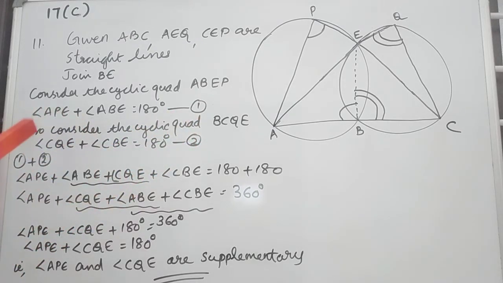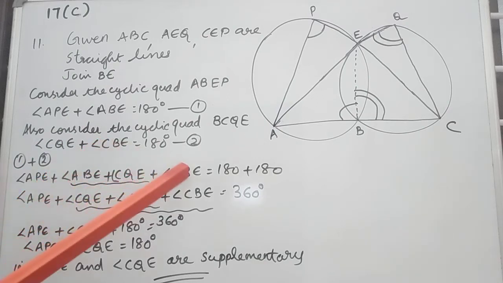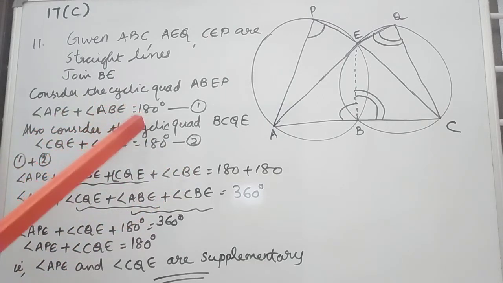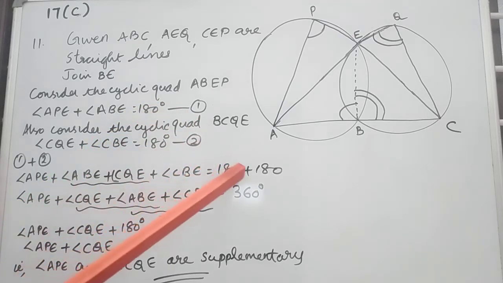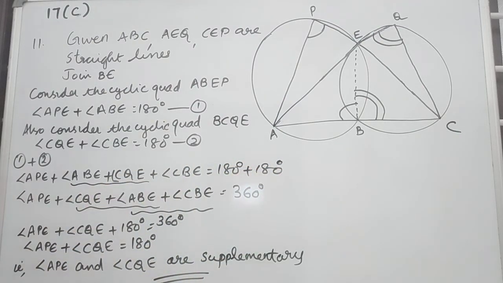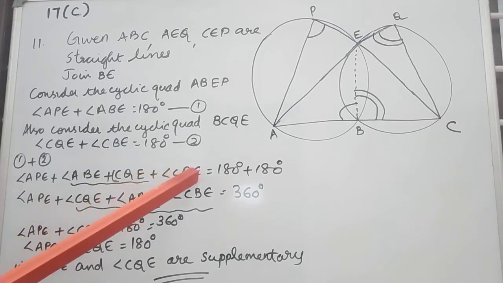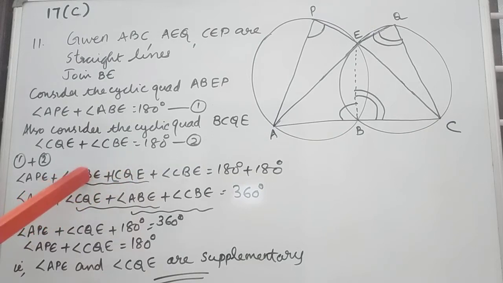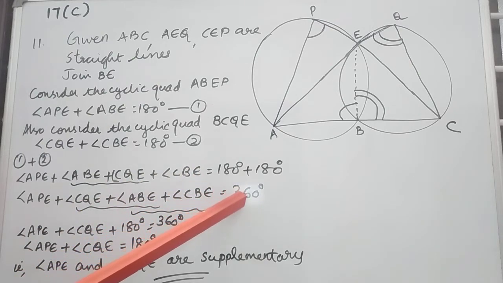Adding 1 and 2, that is APE plus angle ABE plus angle CQE plus angle CBE on the left side is equal to the right side 180 plus 180 degree, so 360 degree. Then APE plus ABE plus CQE plus CBE. Rearranging, APE plus CQE plus ABE plus CBE is equal to 360 degree.